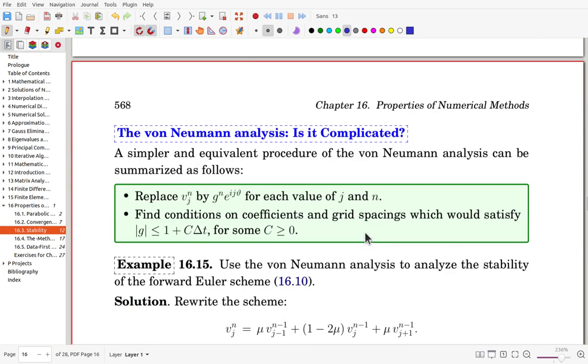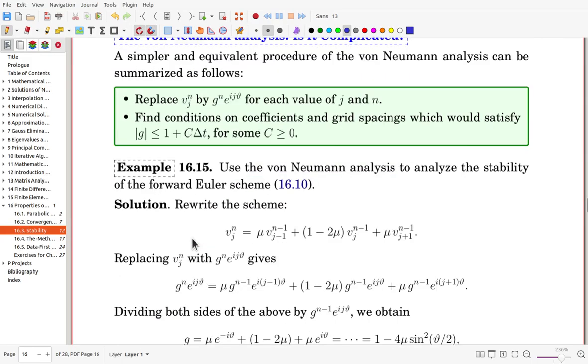So for the von Neumann analysis, simply you replace V_j^n by g^n e^(i j theta), and then try to find the condition such that the magnitude of g is bounded by 1 plus c delta t. That's it. Quite simple, right?